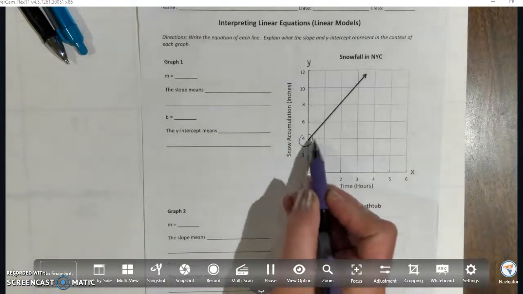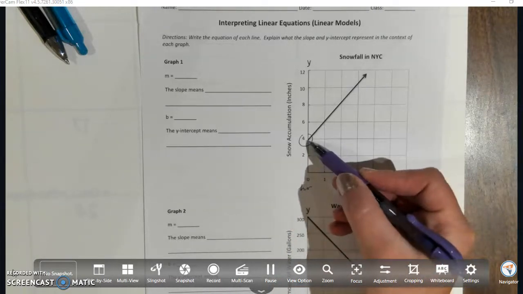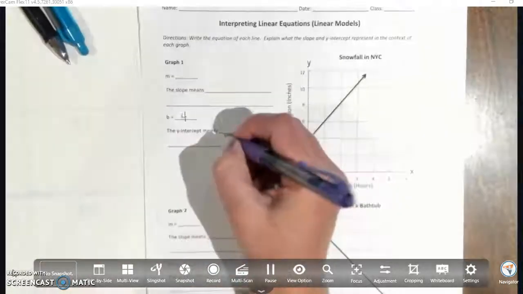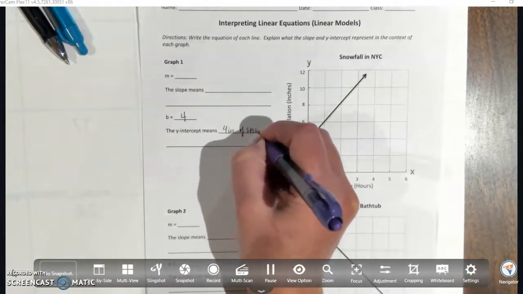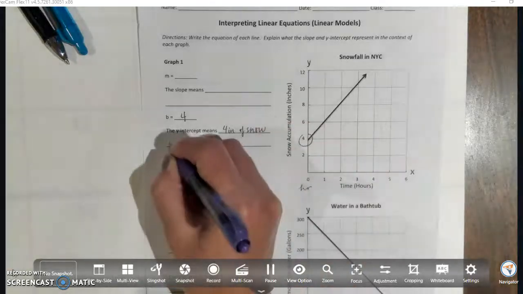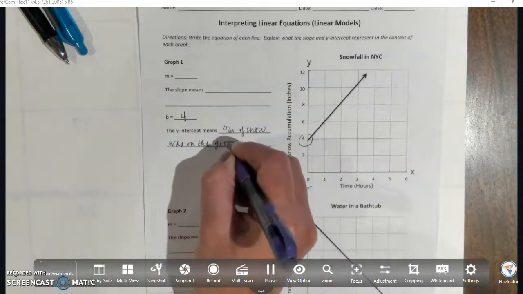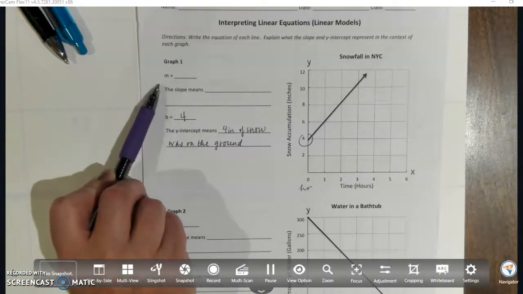So if we were to create an equation, we would say, well, this graph began at 4. So we would say 4 inches of snow was on the ground. So even before the snowfall started, there was already snow. Our next step is to determine the slope and the meaning of it.